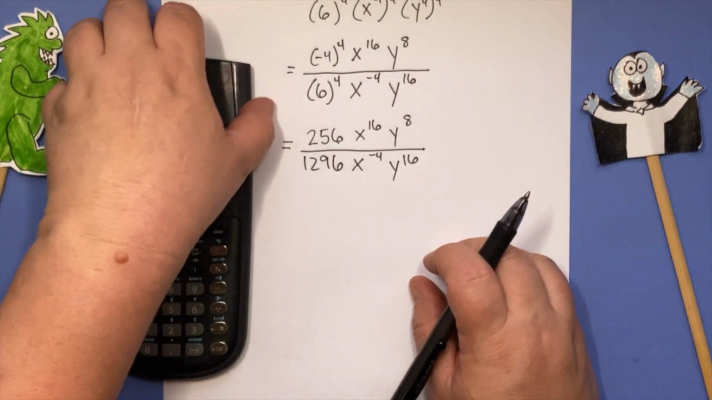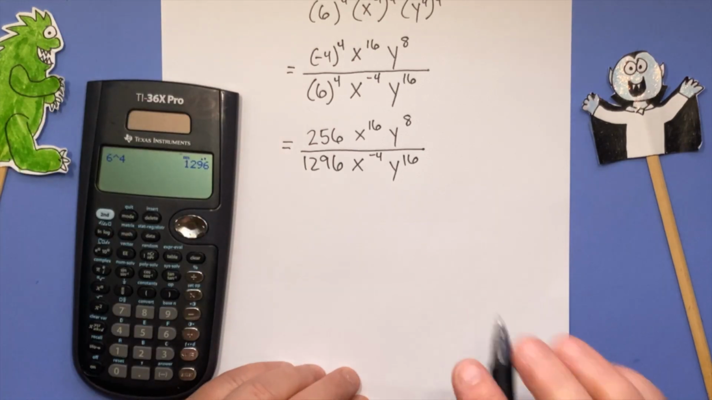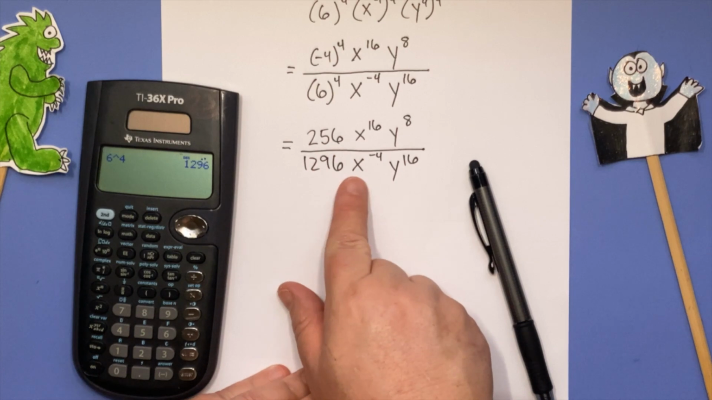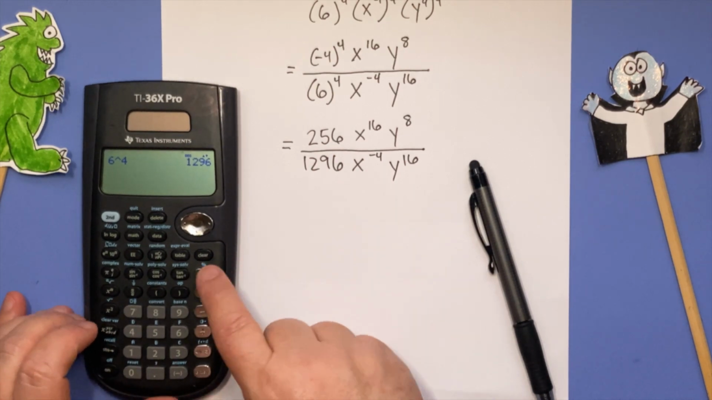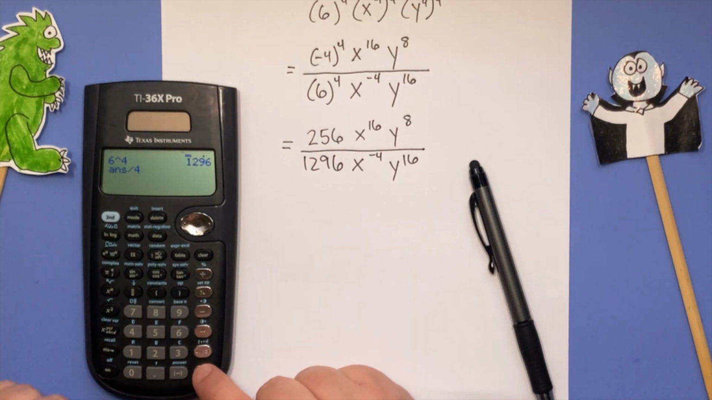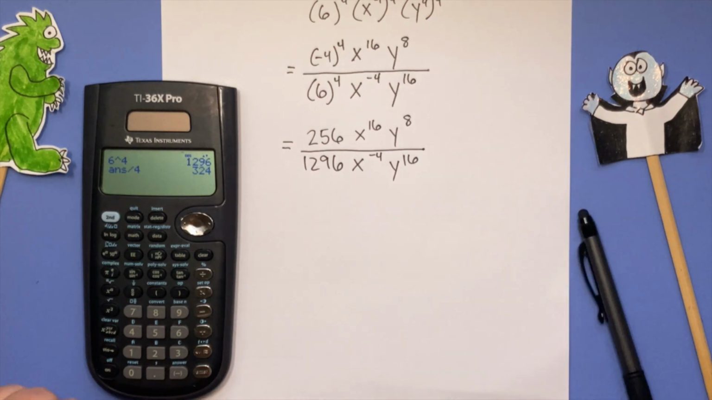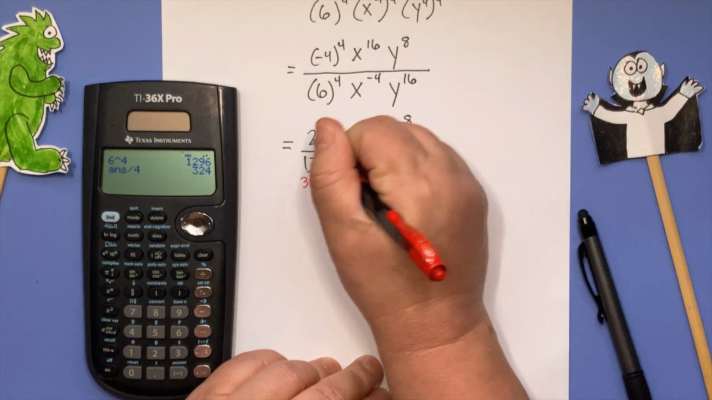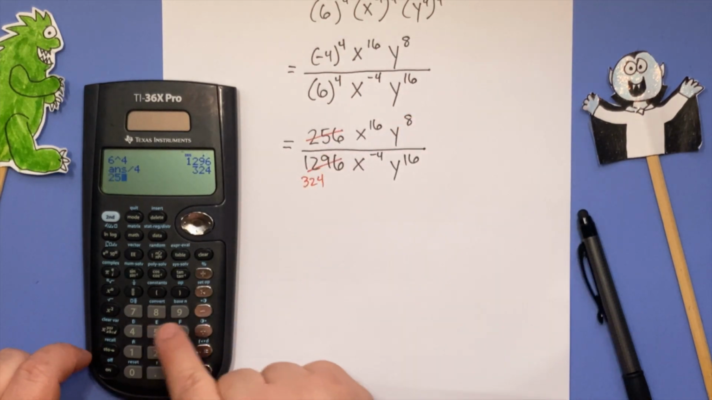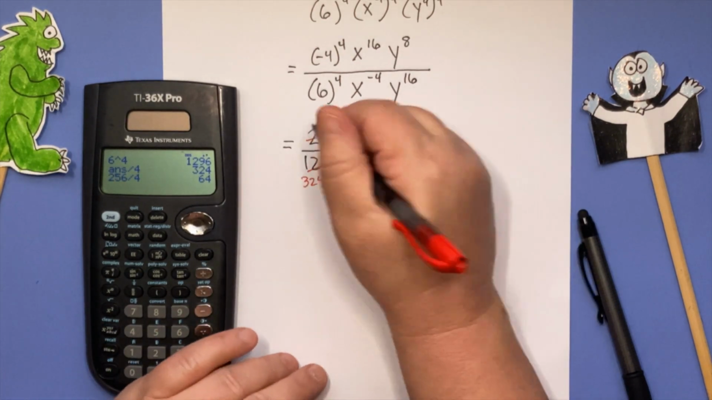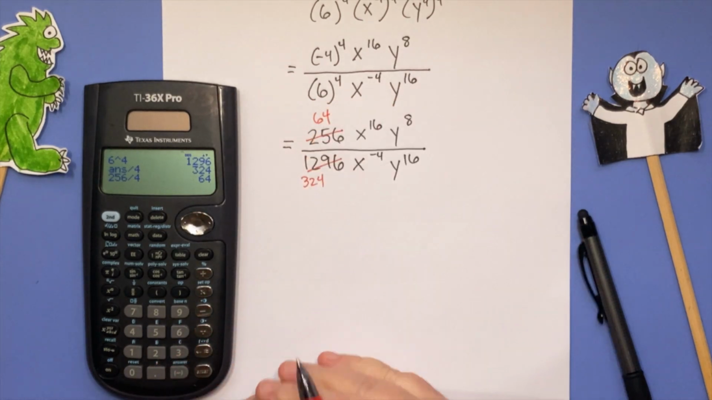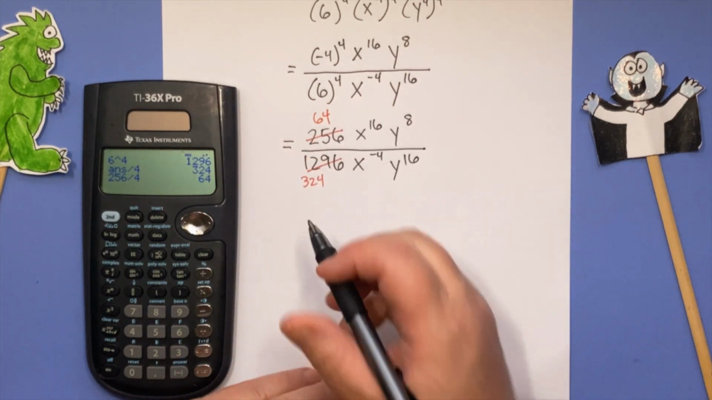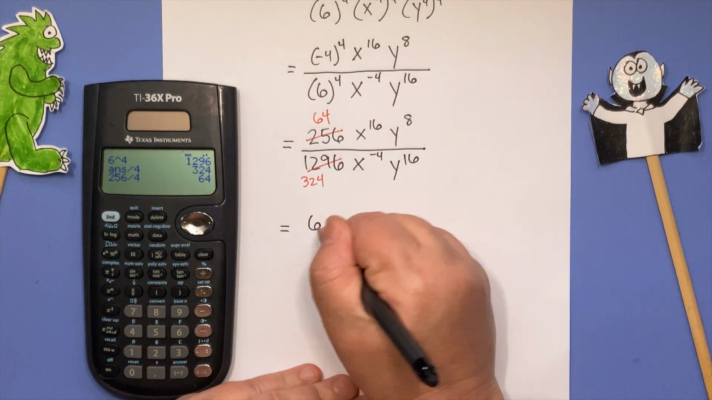I think about, okay, so 256. I'm going to guess 4 goes into 256. I'm going to guess that 4 goes into 1296. So if I take 1296 divided by 4, that's going to be 324. And then 256 divided by 4 is going to be 64. Okay, so I can cancel that. Then I realize, okay, I've got 64 on top.